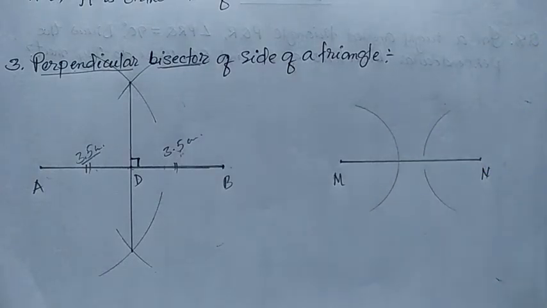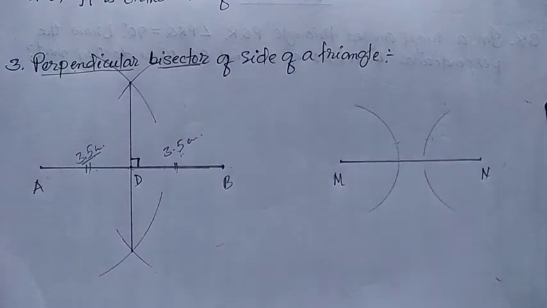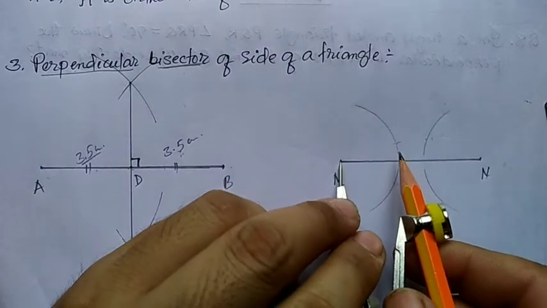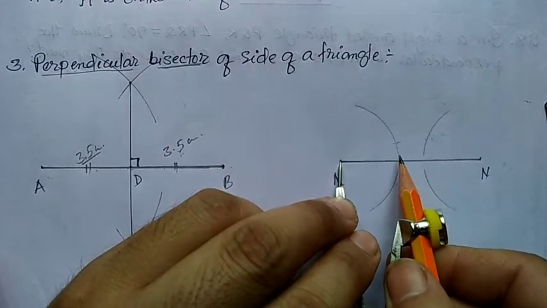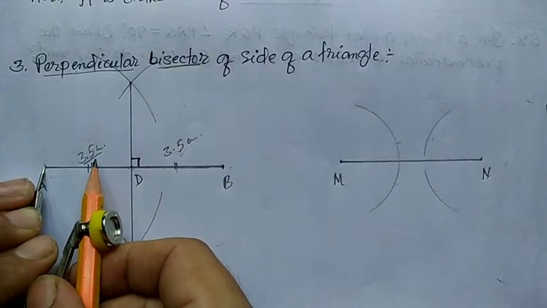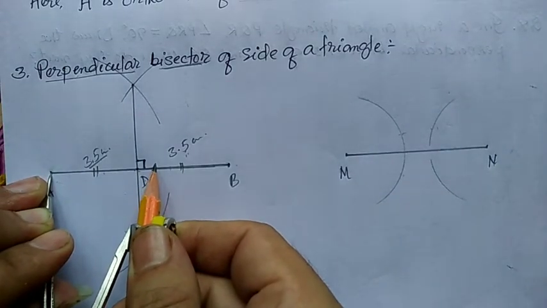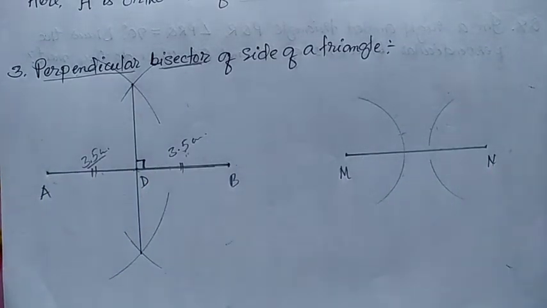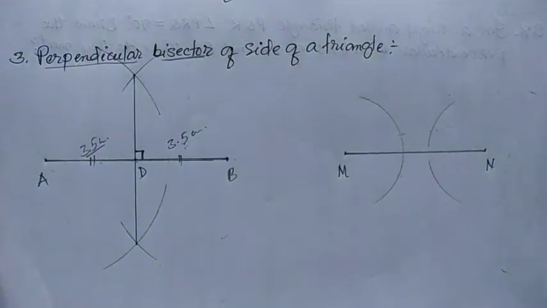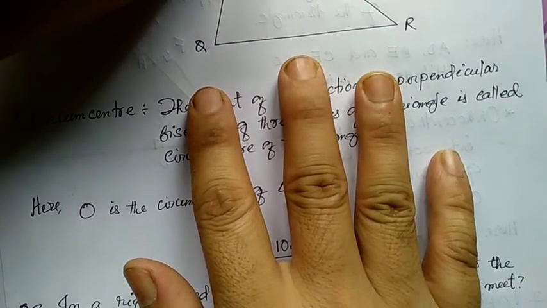Then you can see these arcs are not touching each other, because the simple reason is that you took the radius of the arc less than half of MN. We want to get the point of intersection of arcs, so in that case you have to take the radius of arcs to be more than half of the line segment. Okay, that is how you draw a perpendicular bisector for any size. Now let's see how to draw perpendicular bisectors for a triangle.